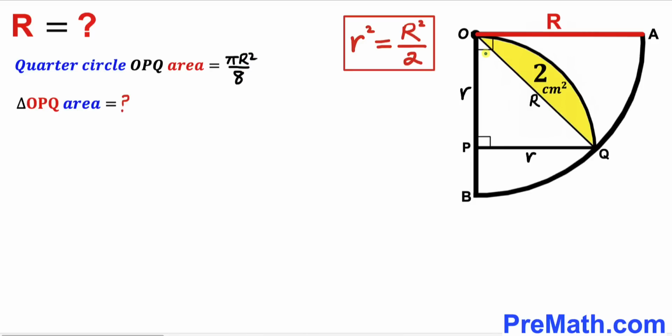And likewise, we are going to calculate the area of this right triangle OPQ. Now let's recall the area of a triangle formula. Area is always equal to a half times the base times the height of the triangle.